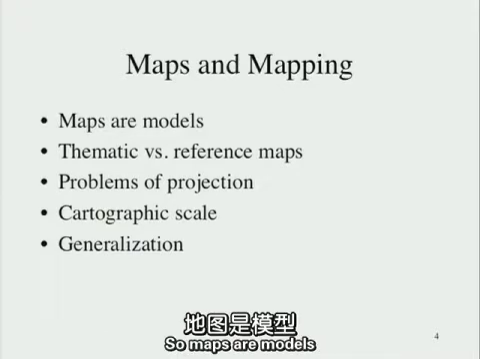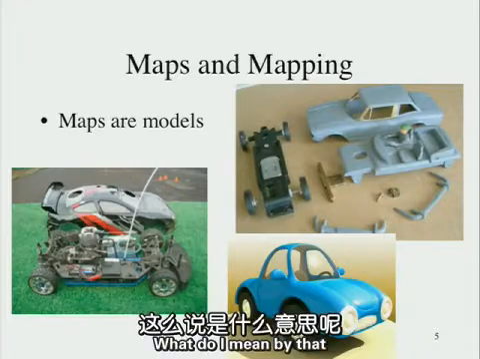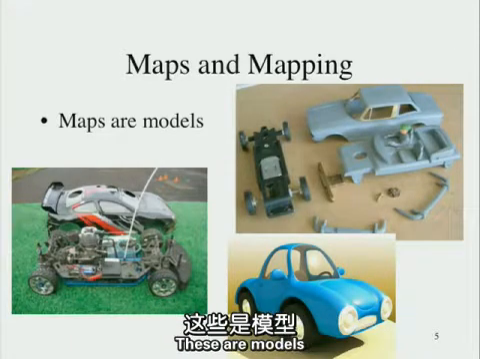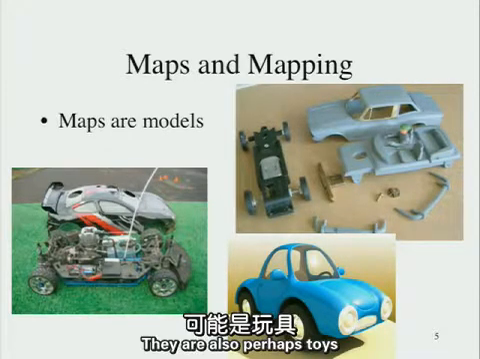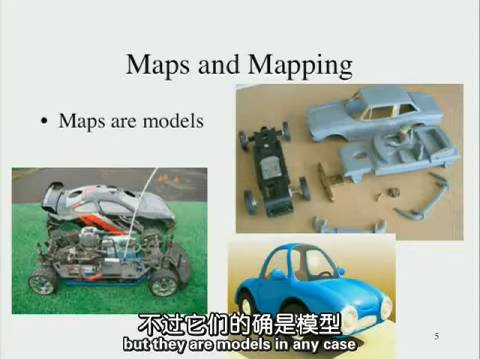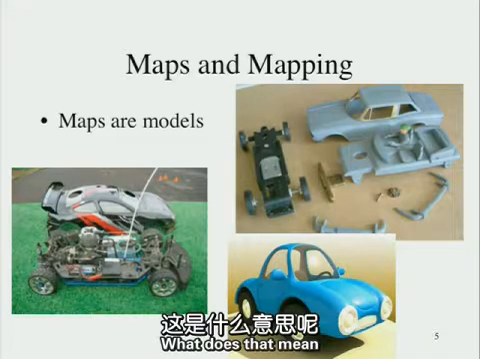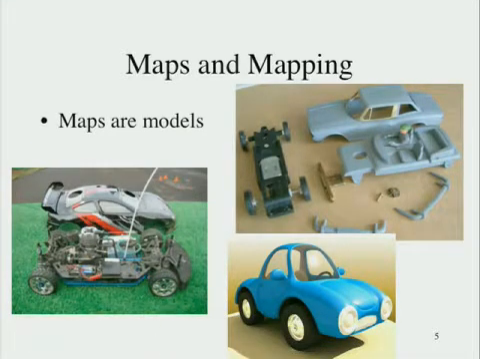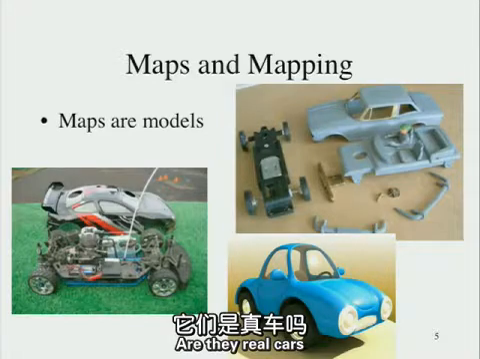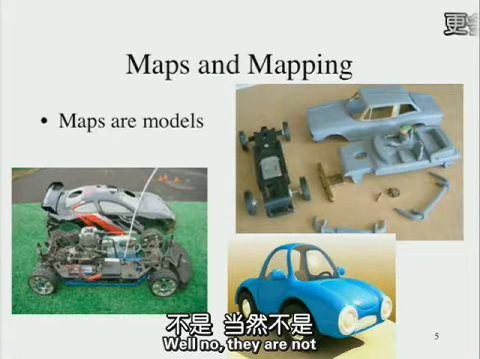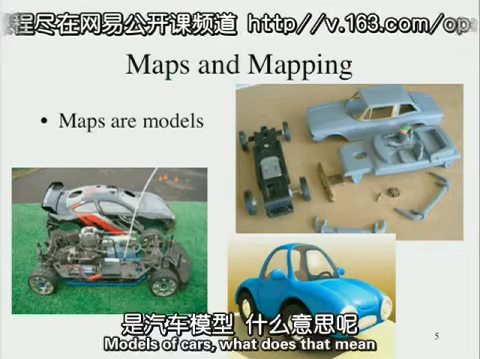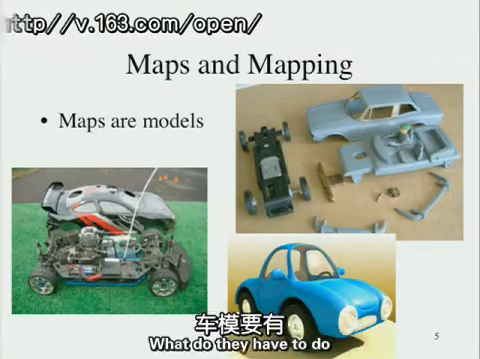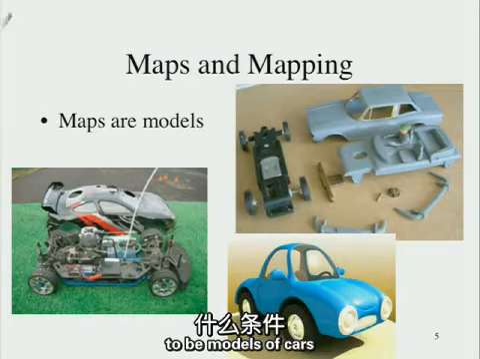So, maps are models. What do I mean by that? These are models, right? These are model cars. They're also perhaps toys, but they're models in any case. What does that mean? Are they real cars? Well, no, they're not. They are what? Models of cars. What does that mean? What do they have to do to be models of cars?